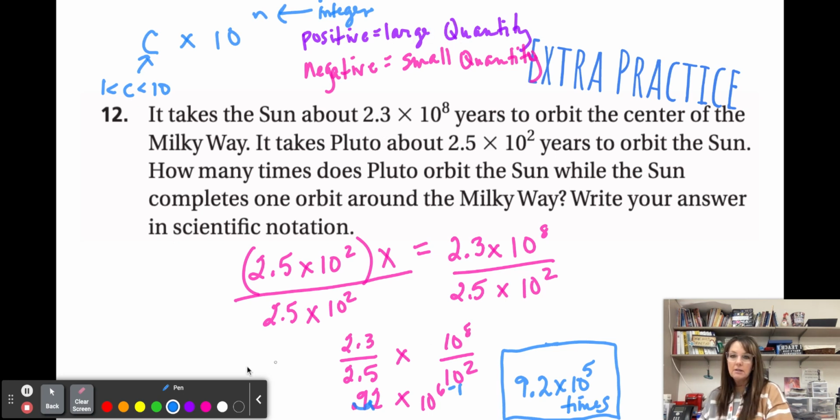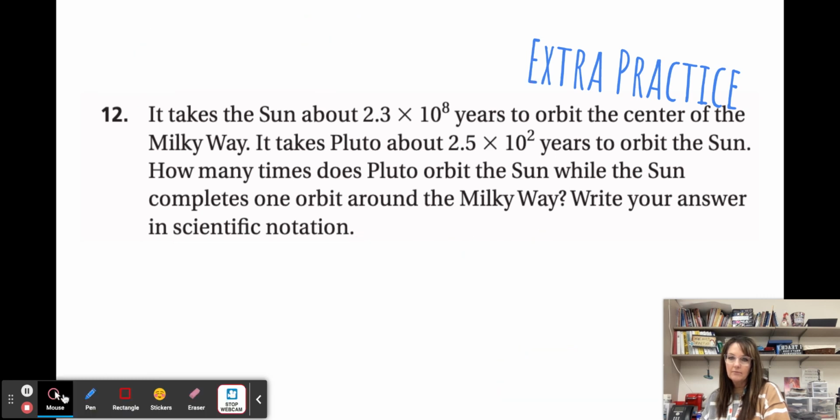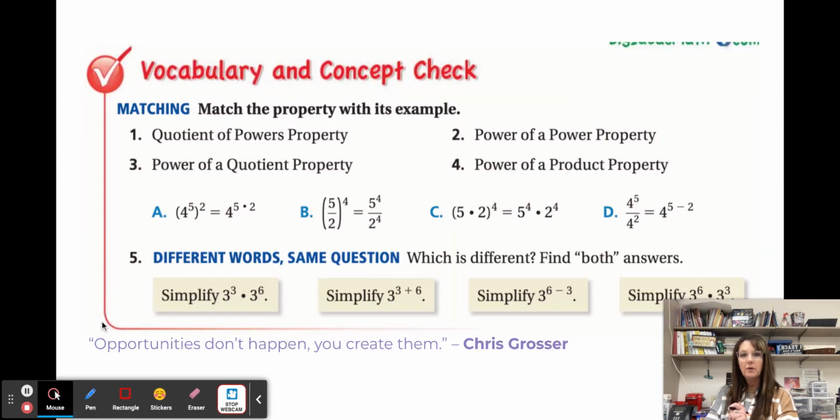Okay, so I'm going to clear this. Get ready. Here we go. And you are ready for the vocabulary and concept check. Make sure that you're identifying which one you are answering. And look, you have 5 choices. So select one of these. You're only selecting one of these.